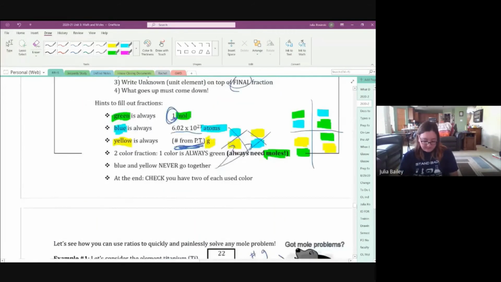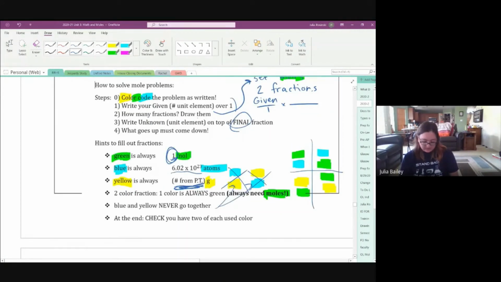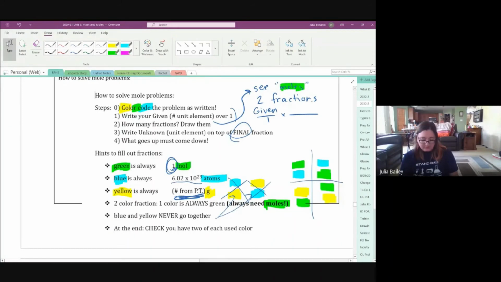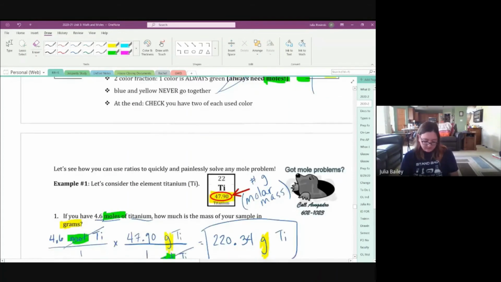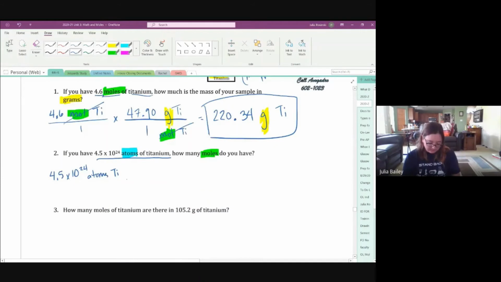Then you decide how many fractions and draw them. If you see the word moles, you need 2 fractions where one of them's your given over 1, and then just 1 more fraction besides that. So I already wrote my given. I need 1 more fraction after that. Easy so far, and again, I know that because I see the word moles right there in the problem. That tells me it needs 2 fractions.